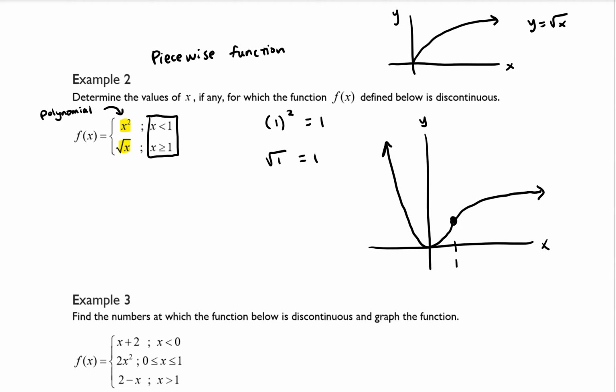And so notice that if I were to draw this from left to right, I would not need to pick up my pen or pencil in order to draw the graph here. And so because that's the case, our function is continuous everywhere. So we can say f of x is continuous for all values of x.